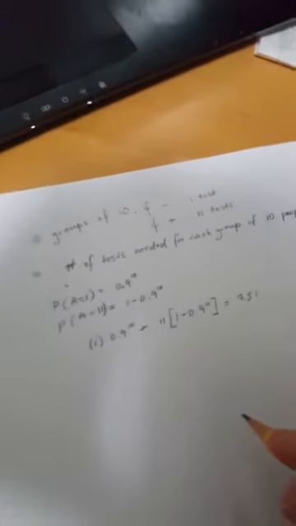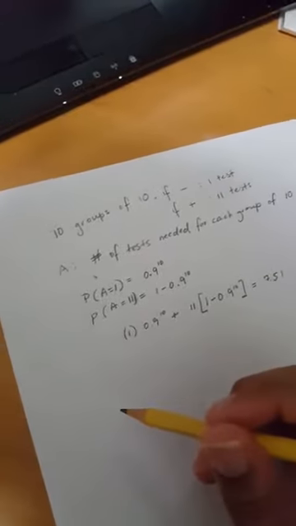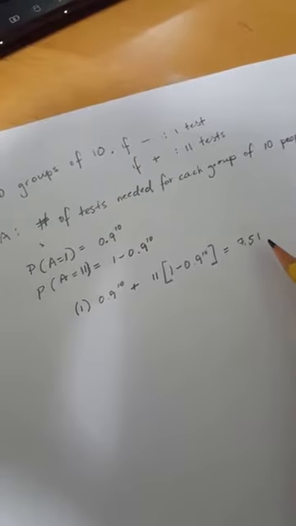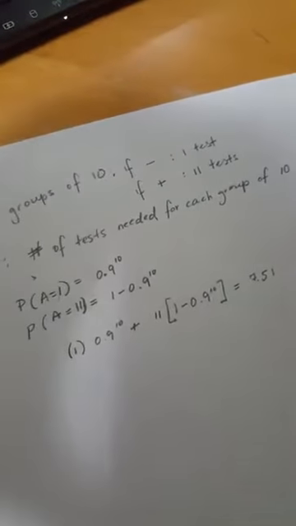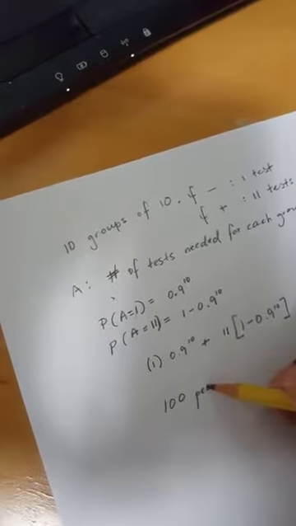And this comes out to be 7.51. Again, I apologize for all the moving. It's a little difficult with one hand. And so again, this number represents the average number of tests that are needed for each group of 10 people. So of course, when you're evaluating 100 people, it is 10 times this number.